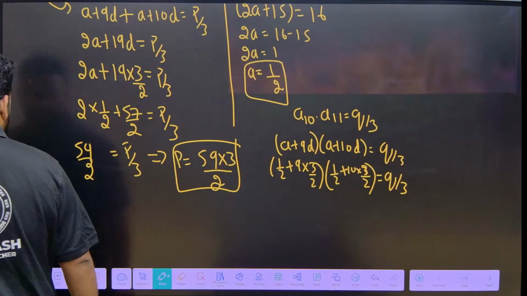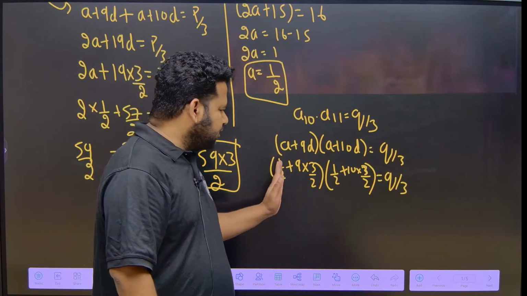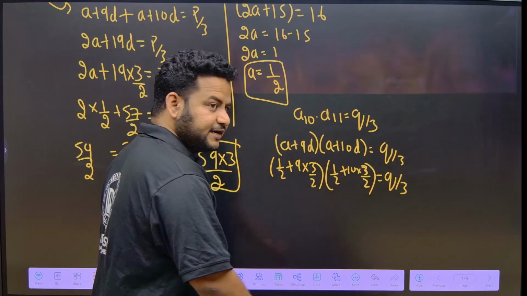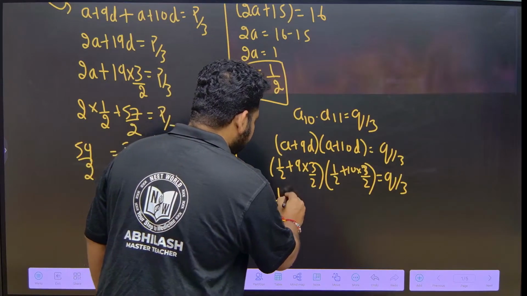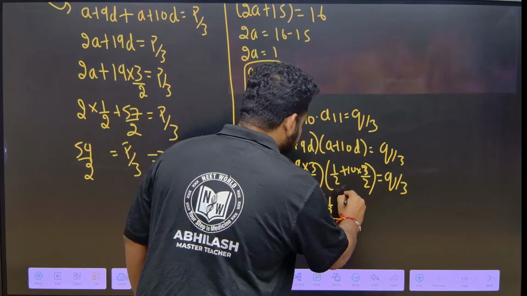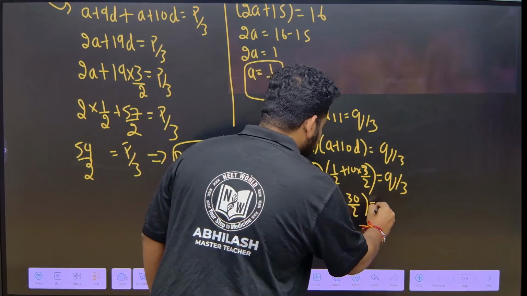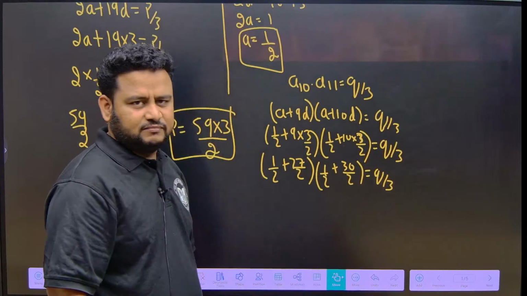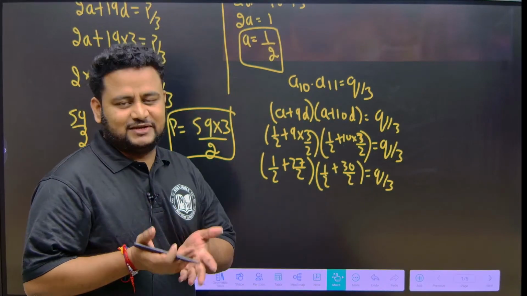Now, what we have to do here, friends? (1 by 2 plus 9 into 3 by 2) into (1 by 2 plus 10 into 3 by 2). So 1 by 2 plus 27 by 2, into 1 by 2 plus 30 by 2, is equal to Q by 3. This is just calculation intensive, that's all. Simple calculations only, but the concepts are very simple, friends.